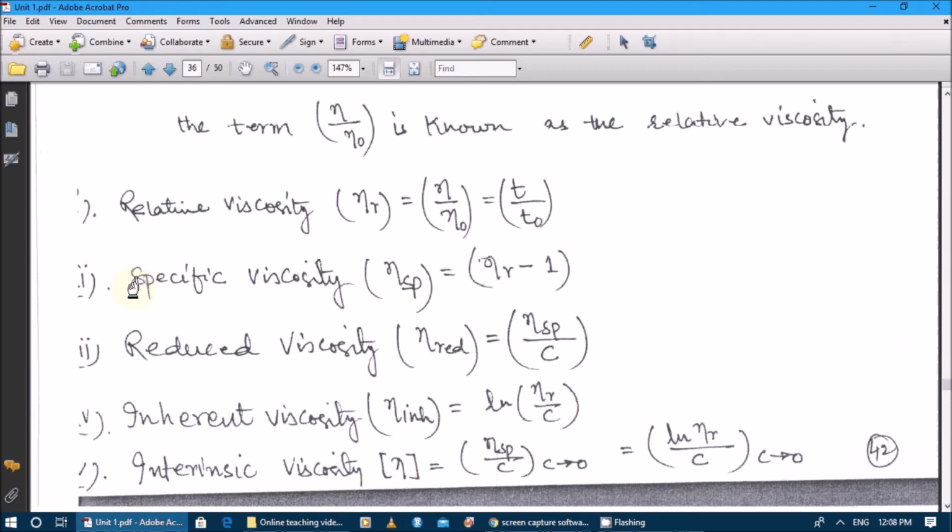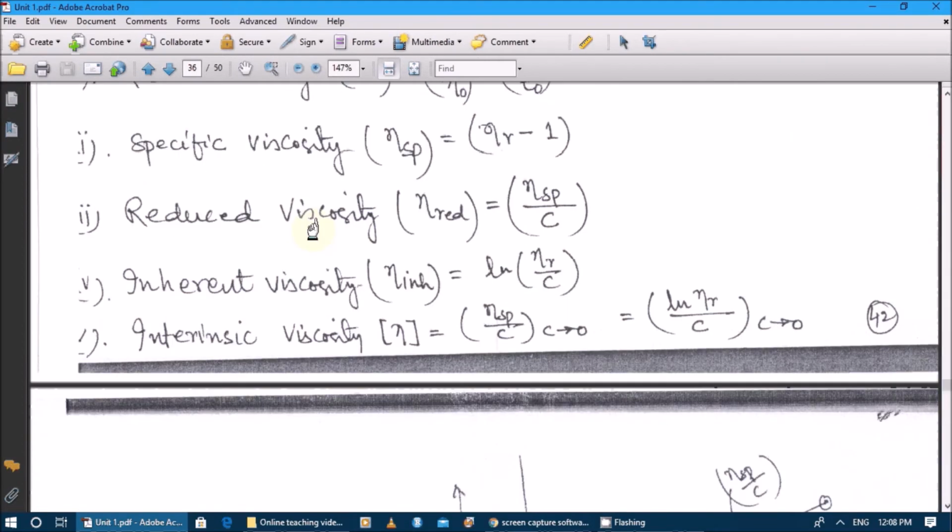Then we can calculate the specific viscosity. Eta specific is equal to eta R minus 1. We have already calculated eta R, and specific viscosity is equal to eta R minus 1. Reduced viscosity is eta specific by C. If we divide the specific viscosity by the concentration of the solution, we will get the reduced viscosity, eta reduced.